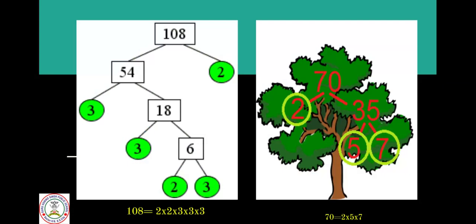Similarly, we can see prime factorization of 70 is equal to 2 into 5 into 7.